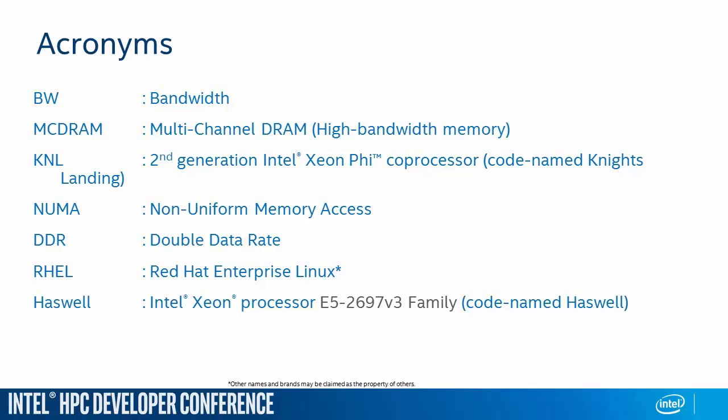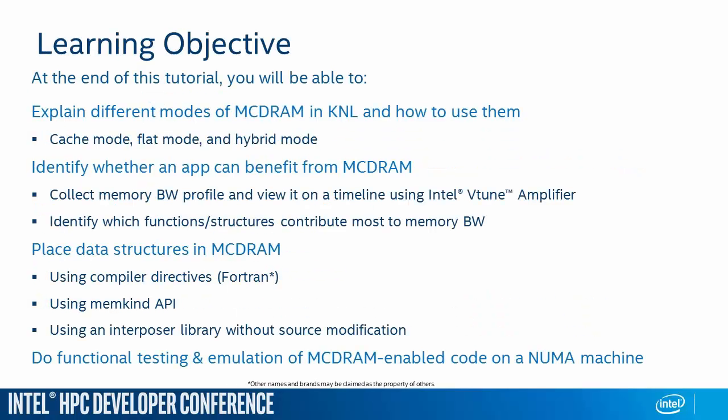NUMA is non-uniform memory access. It's a hardware feature really, but exposed in Linux, and we'll be talking about some of those Linux features. DDR is standard memory, what you're used to sitting in your DIMMs, and that's the backup on KNL systems. And Haswell, the Xeon processor line, is fairly recent, and it's required for doing some of the pre-work. That is to say, if you want to test some of the hardware features that will be available in KNL, you can do it on Haswell. Not the on-package memory, but some of the other counters that we use.